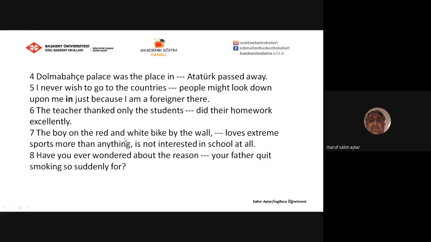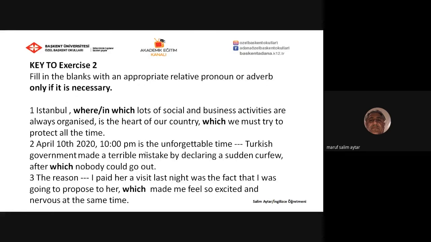The boy on the red and white bike by the wall, blah, blah, loves extreme sports more than anything. He is not interested in school at all. Have you ever wondered about the reason? Is it necessary to put a relative adverb here? Just think about it. And here is the key for you, okay?